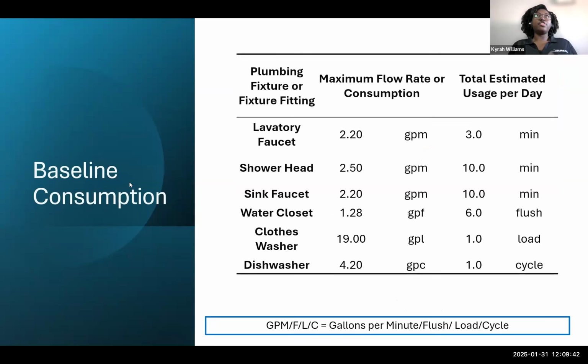So in order to get a better understanding of how much water is actually being consumed within a property, or simply within a household, I needed to achieve the baseline consumption. The numbers that you see on the screen here are what is already printed, what is in use in terms of the maximum flow rate and the consumption, as well as the total estimated usage per day for each of these plumbing fixtures or fittings.